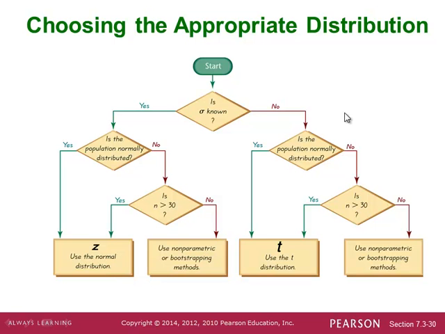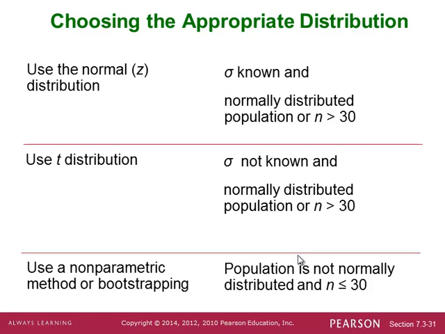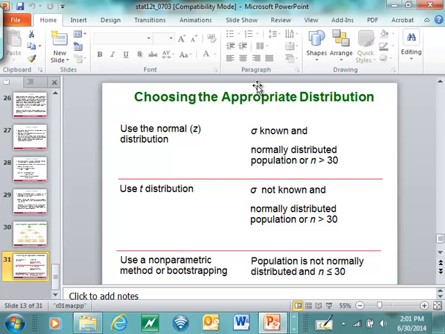But if sigma is not known, then you'll have to use the t distribution, again presuming that your sample size is greater than 30. Again, use your t distribution when sigma is not known. Use the z distribution when sigma is known. Okay, so that's it for now.